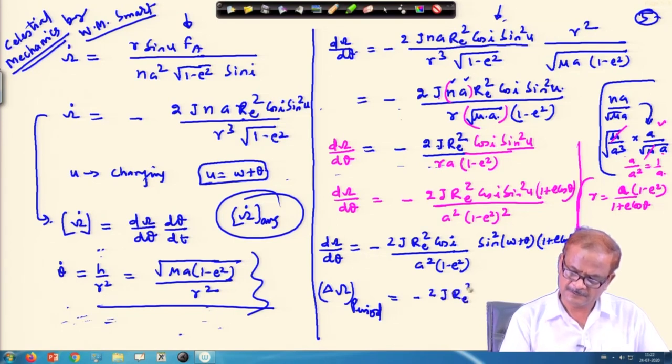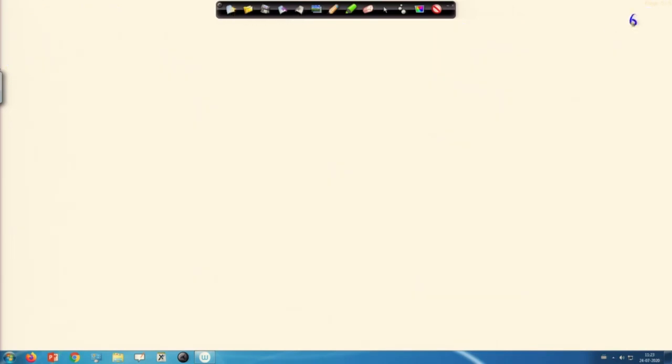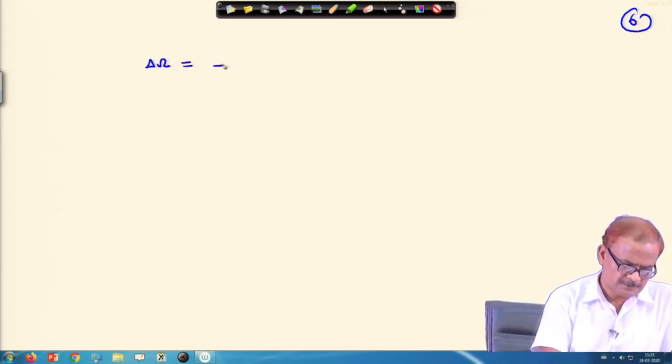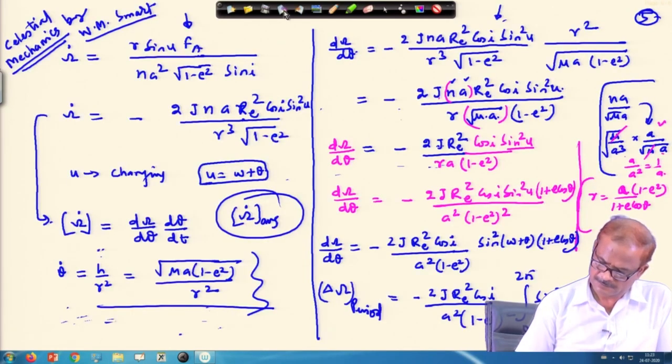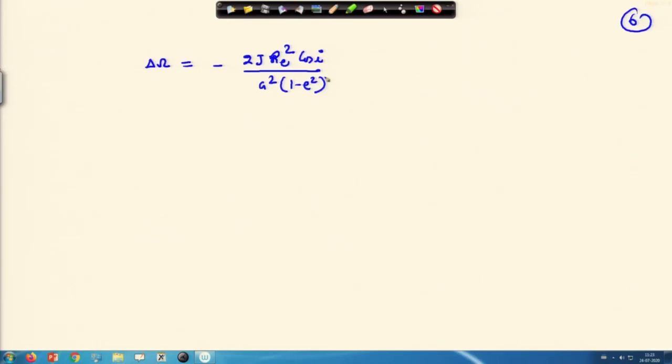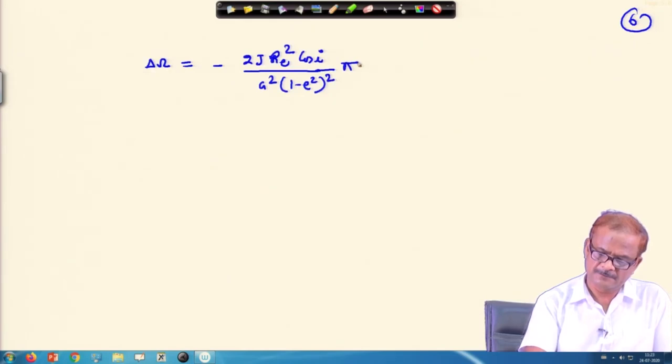So, delta capital omega over a period will be given by minus 2 J r_e square cos I times (1 minus e square) whole square, integrated from 0 to 2 pi, sin square theta over 1 plus e cos theta, d theta. And once integrated, this gives you delta capital omega equal to minus 2 J r_e square cos I divided by a square (1 minus e square) whole square, then pi multiplied by pi.